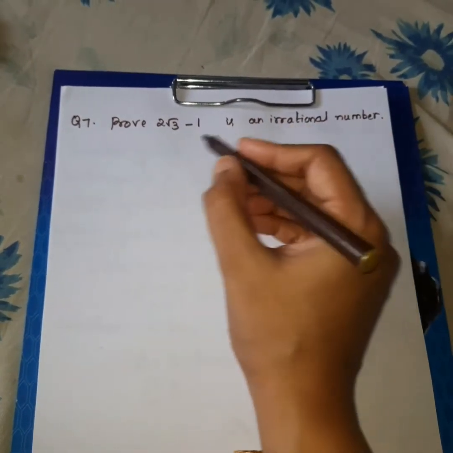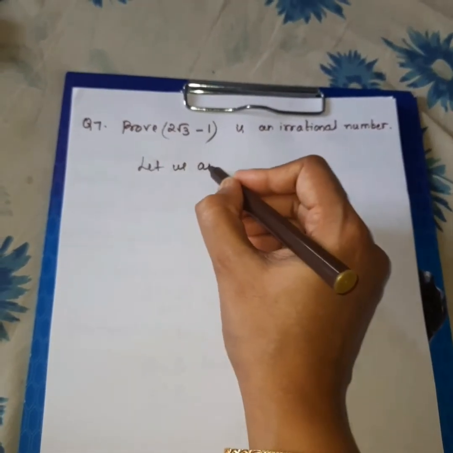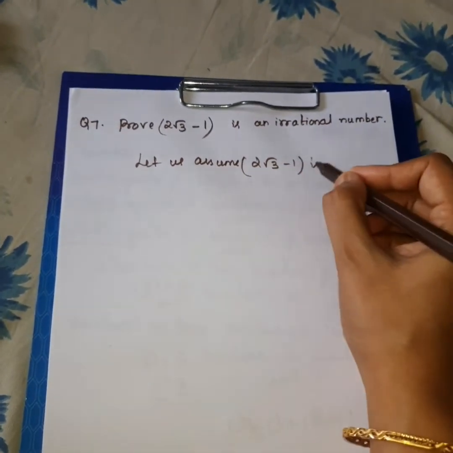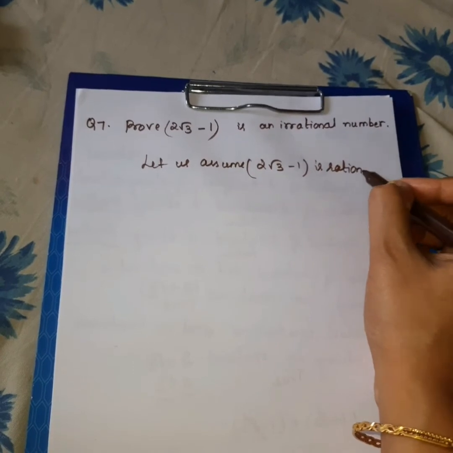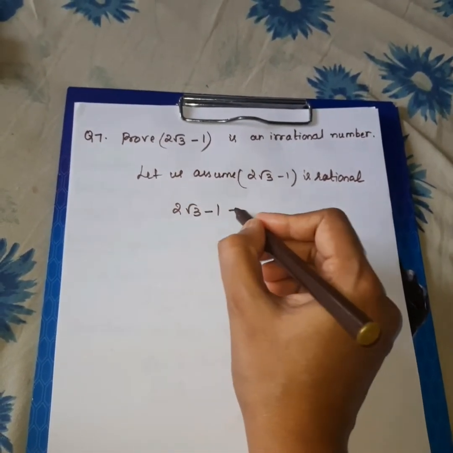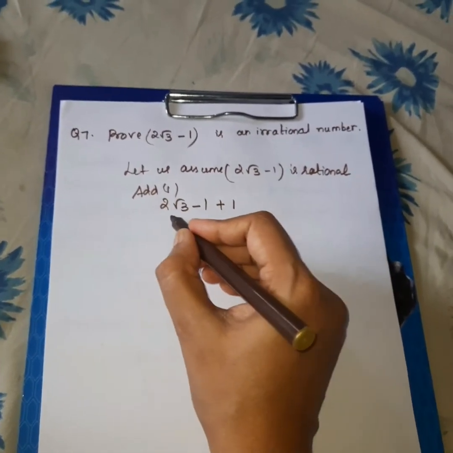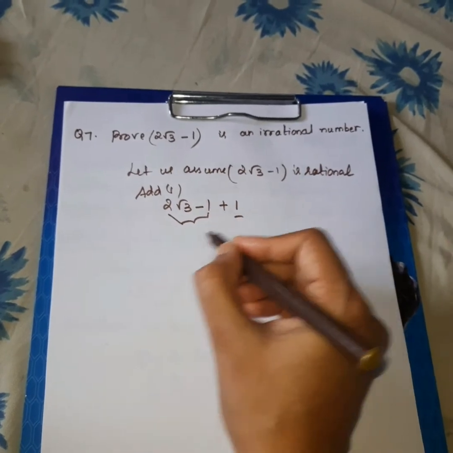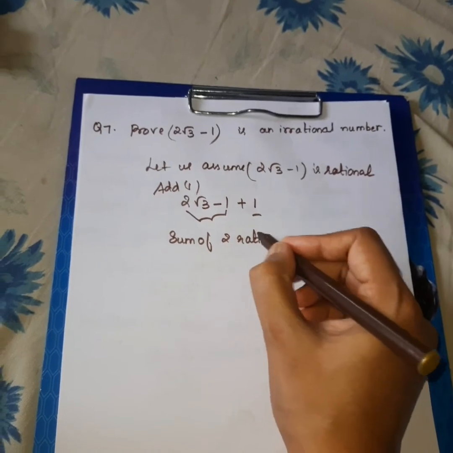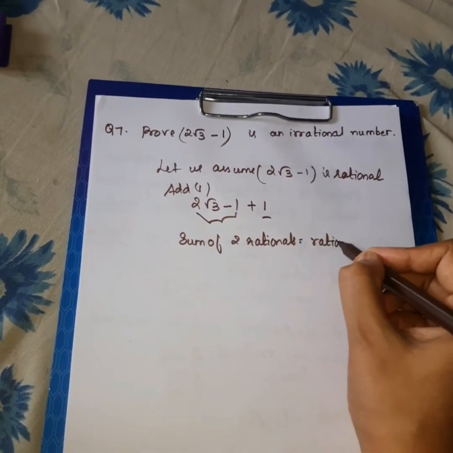Question 7, prove 2 square root of 3 minus 1 is irrational. So let us just assume the given number in the question is a rational number, and then we add 1 to this. So 1 and 1 goes off. So it becomes 2 square root of 3. Sum of rational is always rational, so obviously this is not giving the answer that way.